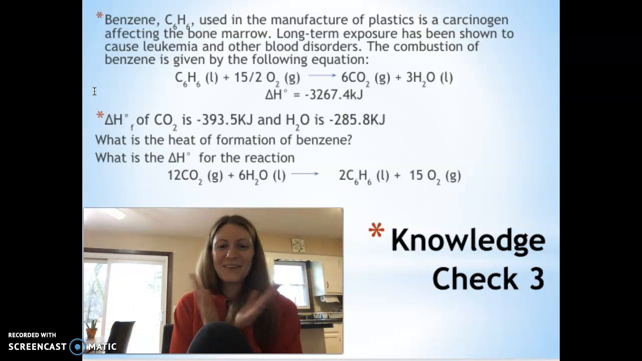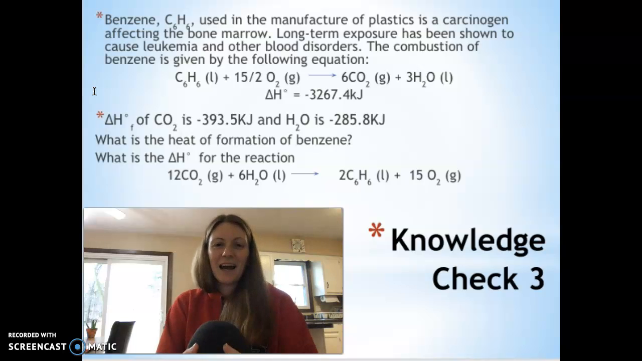Okay, so we're going to talk about this knowledge check now. Benzene, which is C6H6, is used in the manufacture of plastics and is often a carcinogen. It affects the bone marrow. Long-term exposure to benzene has been shown to cause leukemia and other blood disorders. The combustion of benzene, because it is highly combustible, is given as follows. C6H6 liquid plus 15 halves O2 as a gas will yield 6 CO2 gas plus 3 H2O liquid. The delta H for this whole reaction is negative 3,267.4 kilojoules.